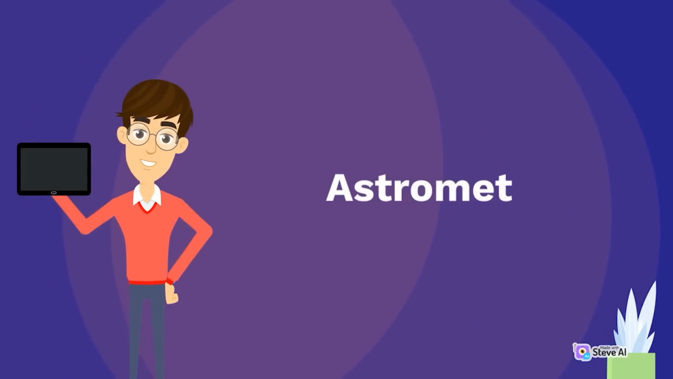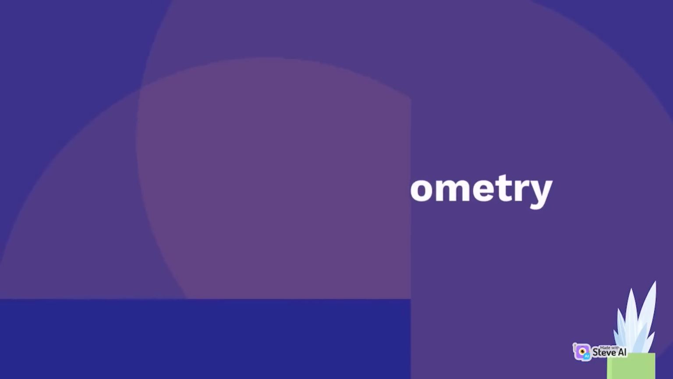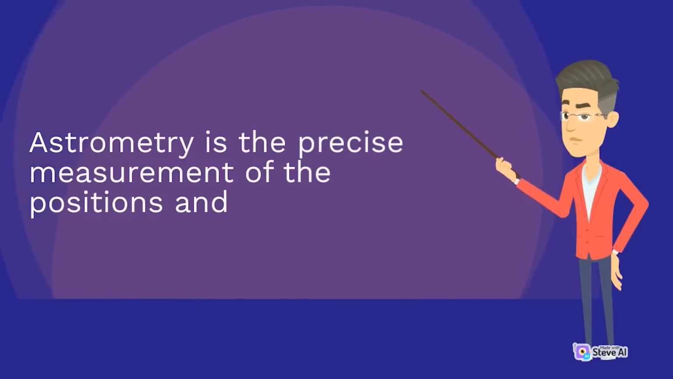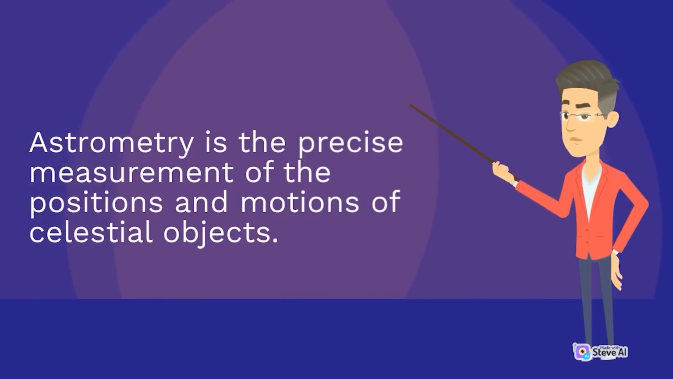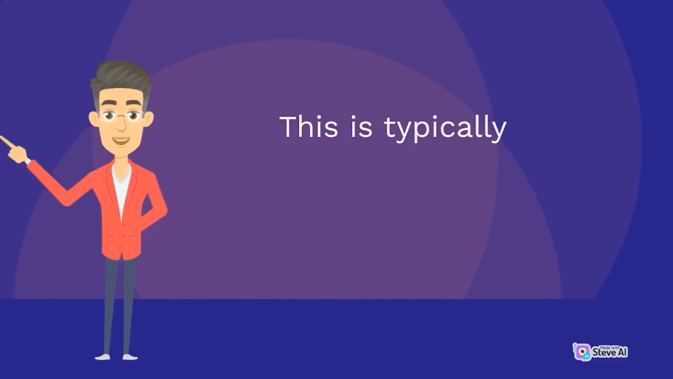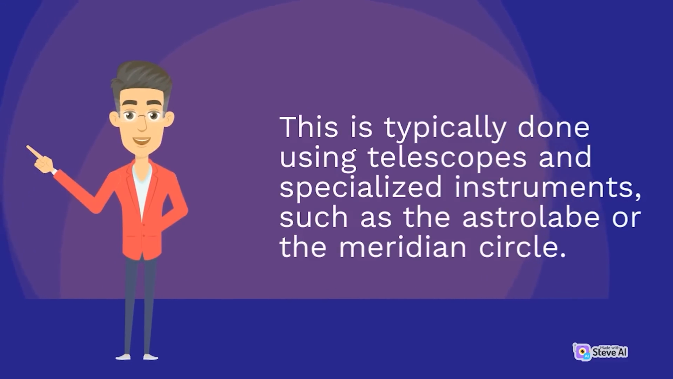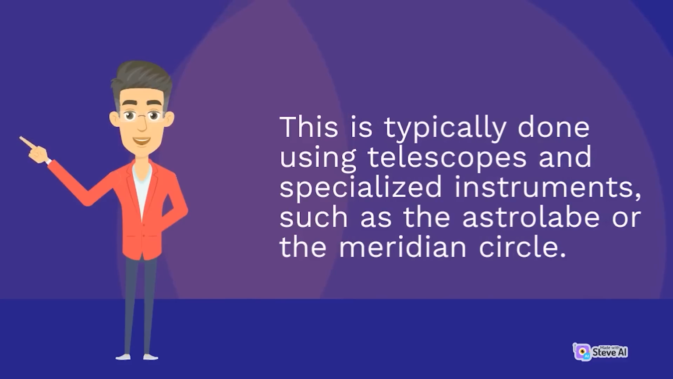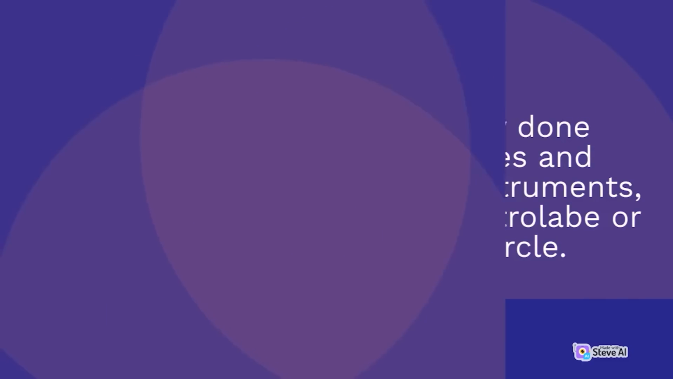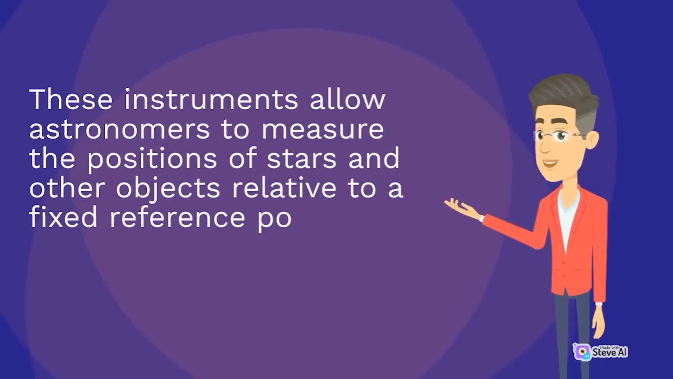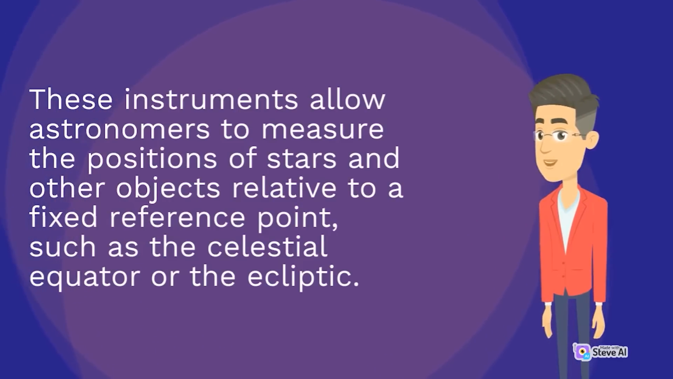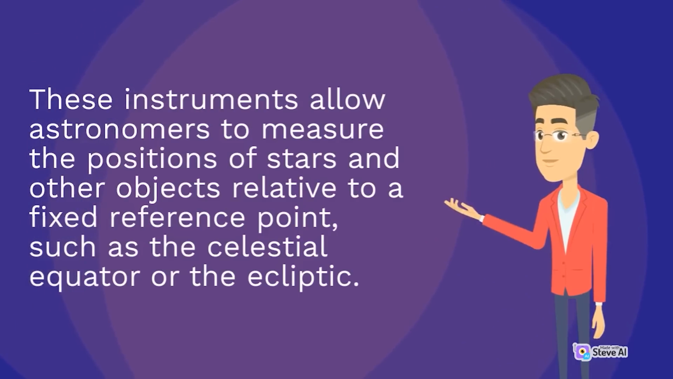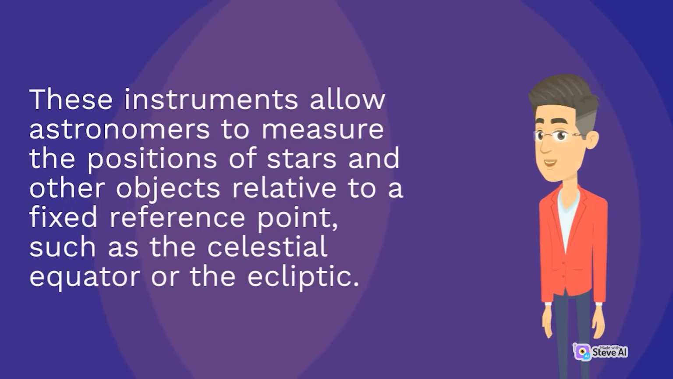Astrometry. Astrometry is the precise measurement of the positions and motions of celestial objects. This is typically done using telescopes and specialized instruments, such as the astrolabe or the meridian circle. These instruments allow astronomers to measure the positions of stars and other objects relative to a fixed reference point, such as the celestial equator or the ecliptic.